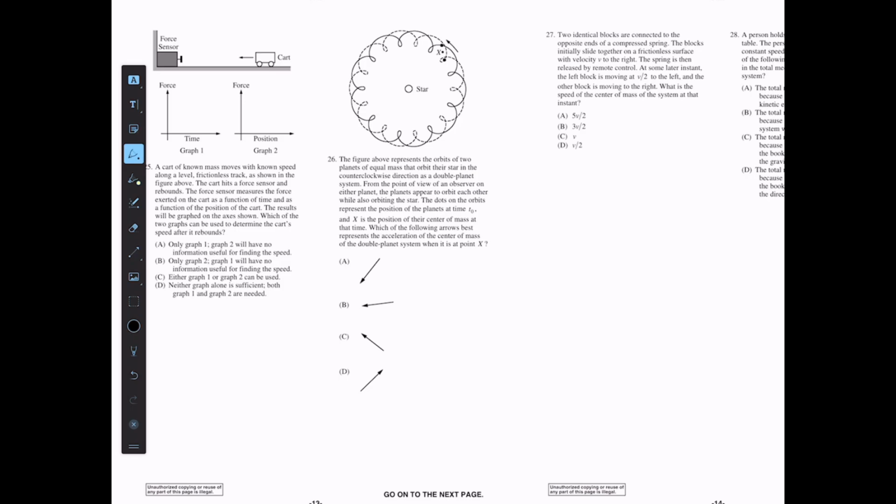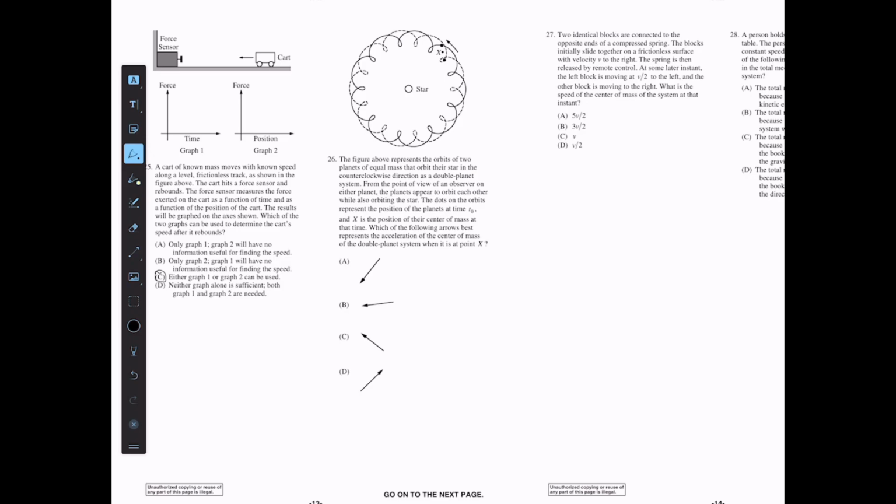So force-position graphs, we can determine the work done, and work done tells us the change in kinetic energy. Force-time graphs can tell us the change in momentum. So change in kinetic energy and change in momentum can both be used to find the velocity after the collision. So they both can be used, because we know the initial speed and we know the mass.